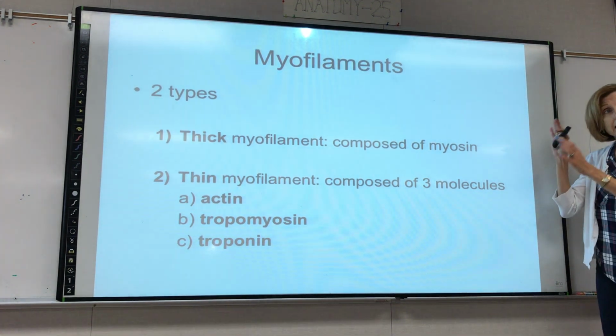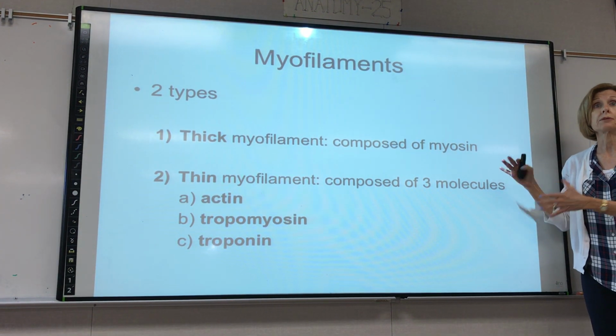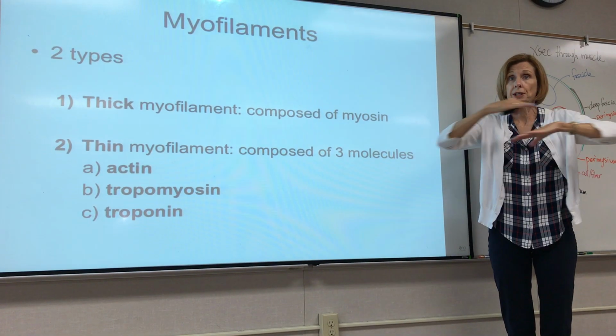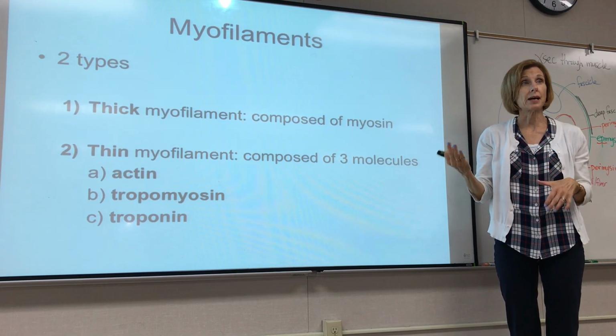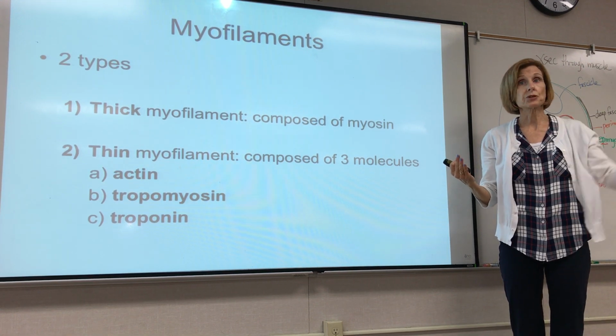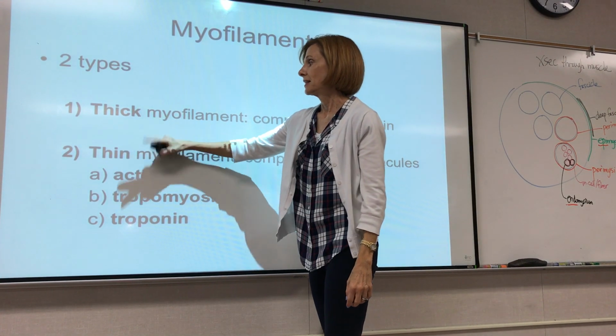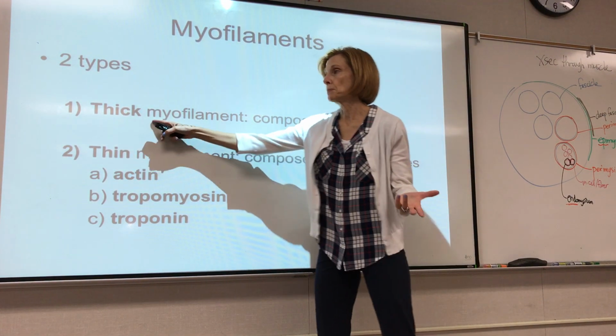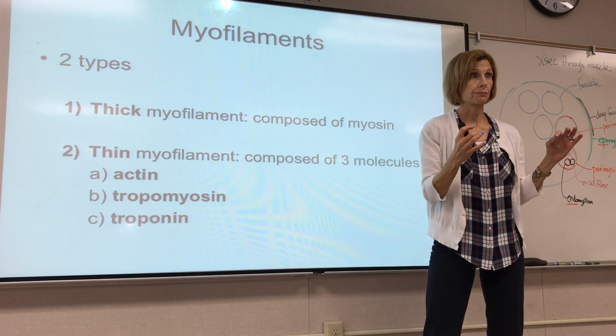The actual contraction process involves the sliding of the myofilaments. They slide across each other during contraction. So we will see how that happens. There are two types of myofilaments. These are just called the thick and the thin, which is nice because they're easy names. The thick just means it has a thicker diameter.